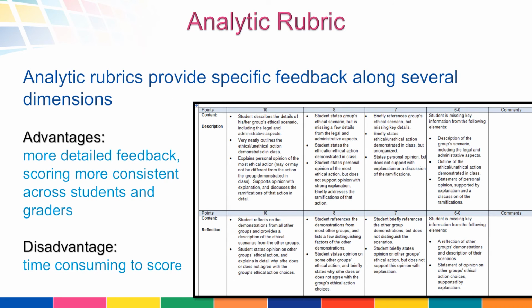Analytic rubrics provide specific feedback along several dimensions. They typically contain 3 or 4 columns. Analytic rubrics can be used for multiple purposes, including providing detailed feedback, assessing complicated skills, and for students to self-assess their understanding of an assessment.